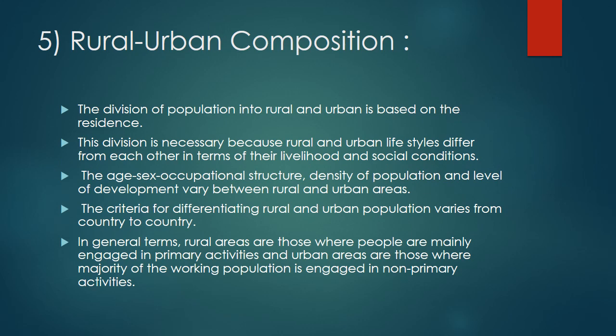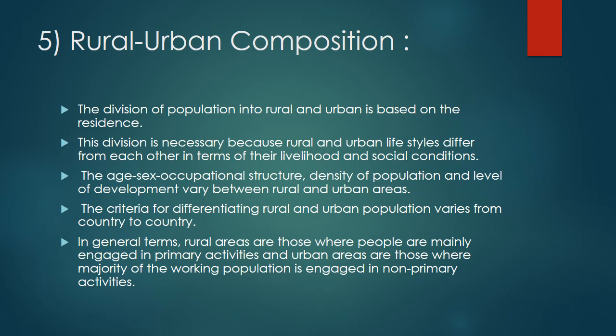Rural and urban composition. The division of population into rural and urban is based on the residents. This division is necessary because rural and urban lifestyles differ from each other in terms of their livelihood and social conditions. So according to the development, this division is created. Wherever the development is more, it is considered urban, as the lifestyle is good. And wherever the development is less, it is considered rural. So it is going to differ according to the social conditions also.